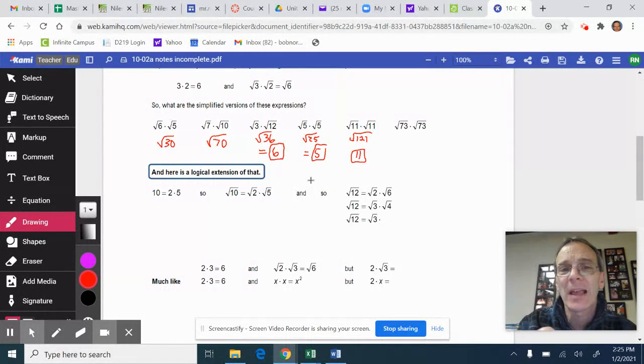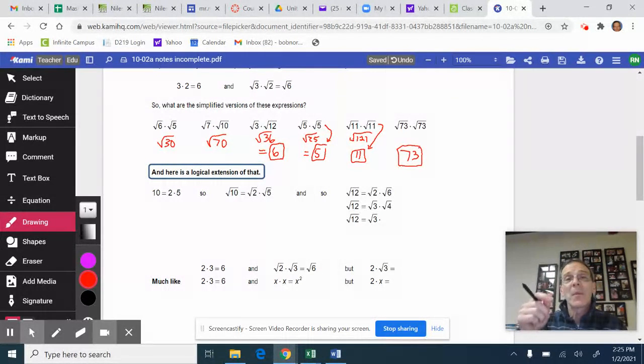Look, let's go back to the last two examples. The square root of 5 times the square root of 5 turned out to be 5. Square root of 11 times square root of 11 turned out to be 11. Guess what the square root of 73 times the square root of 73 turns out to be? 73. No accident, right?